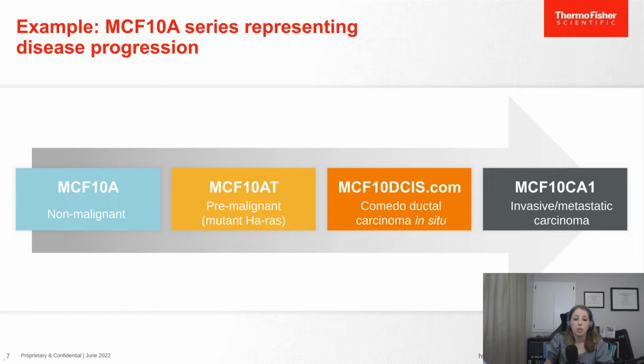MCF10DCIS.com. Finally, the MCF10AT line was also serially passaged through mice until a highly invasive metastatic subtype was established, and the resulting cell line was named MCF10CA1. Thus, the progression from non-malignant to localized disease to metastatic disease, all within a syngeneic background, can be modeled with this cell line panel. Such a panel could be especially useful in seeing how well a therapy is selectively targeting cancer cells, for example.